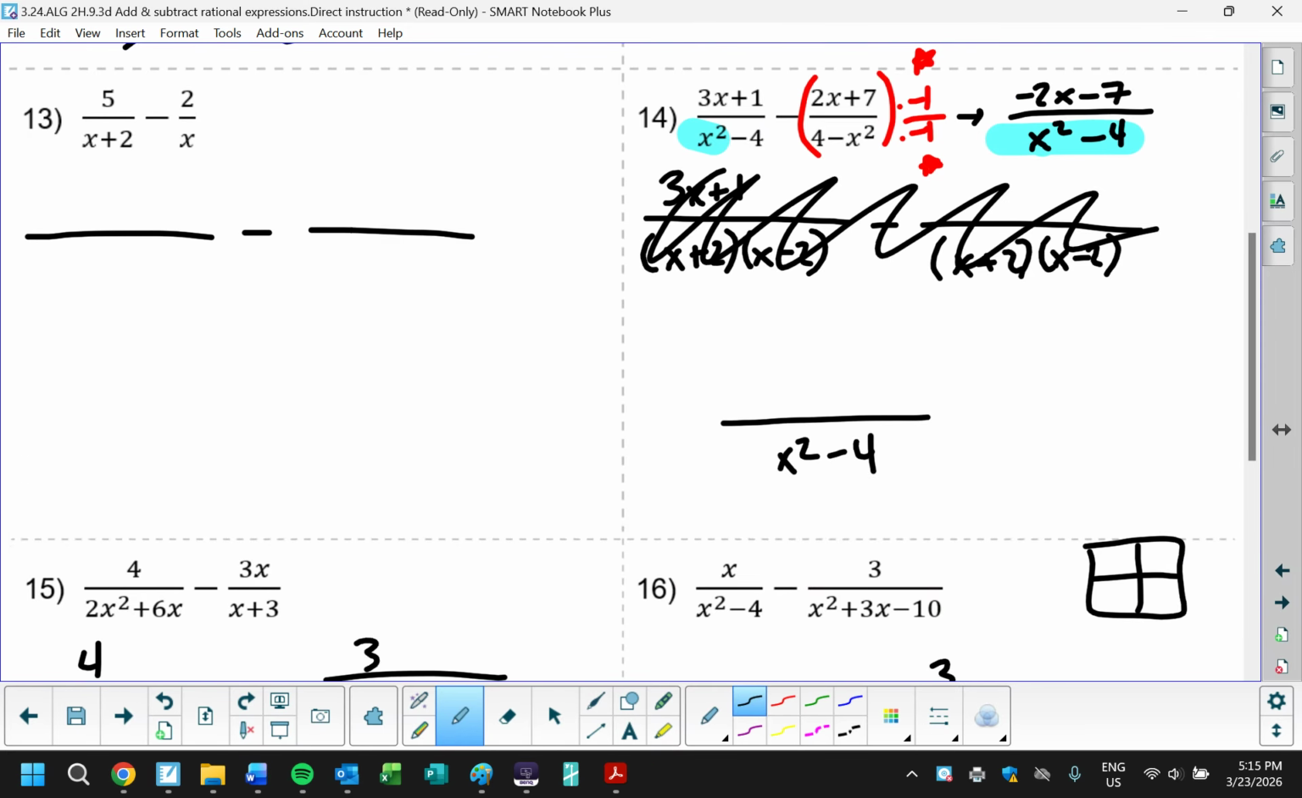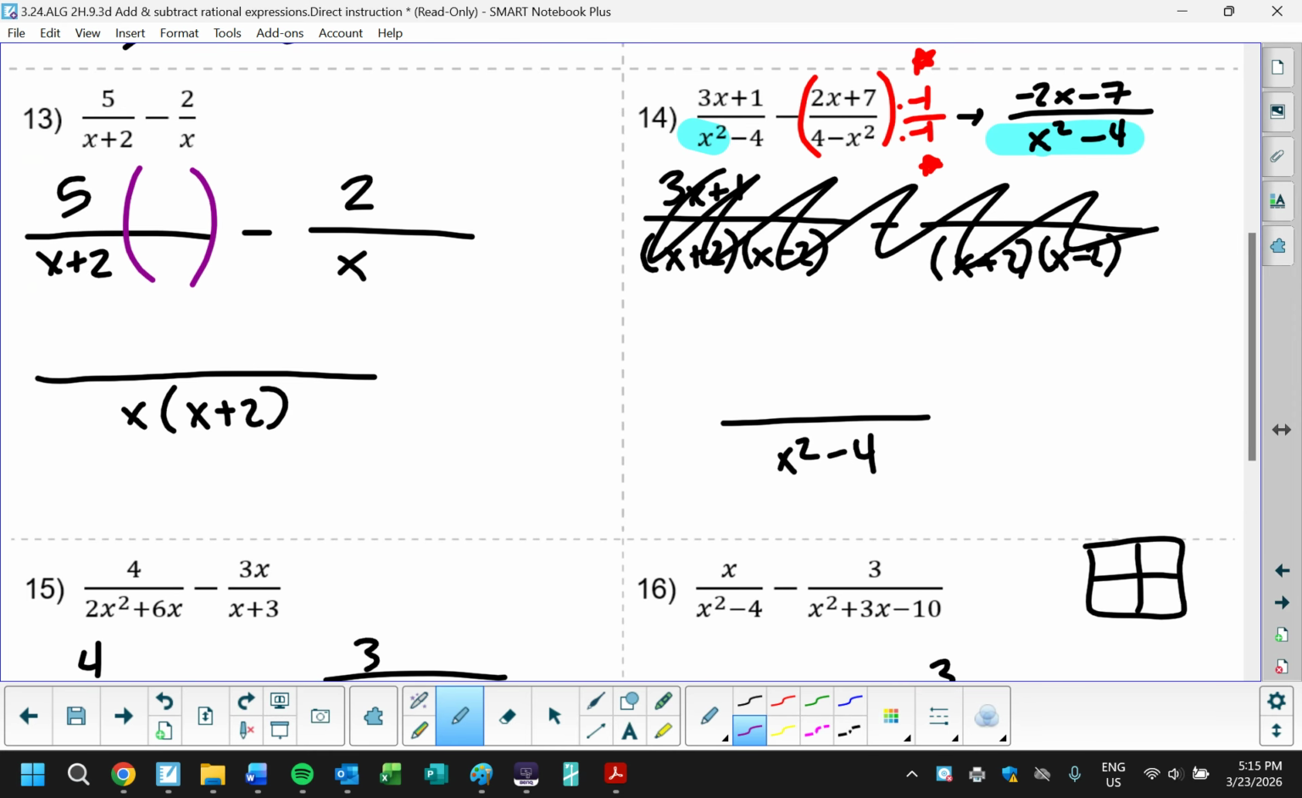In this case, we have two quantities. We have 5 over x plus 2. We have 2 over x. Nothing factors, so if I were to envision where I'm heading, I need both an x and an x plus 2. In order to get that, this first one, if I multiply everything by x over x, then I'm going to get x times x plus 2 as the denominator. I'm going to get 5x in the numerator. Over here, I'm going to multiply everything times x plus 2.